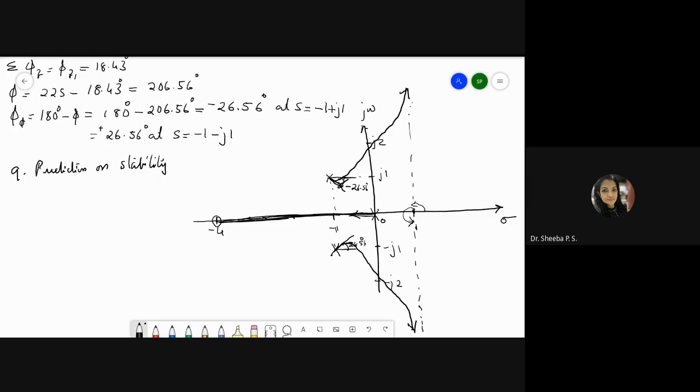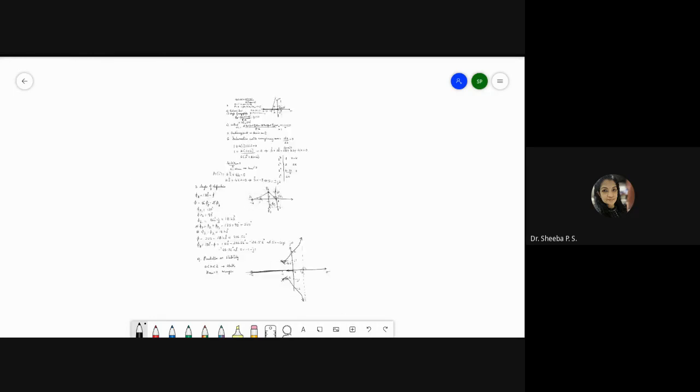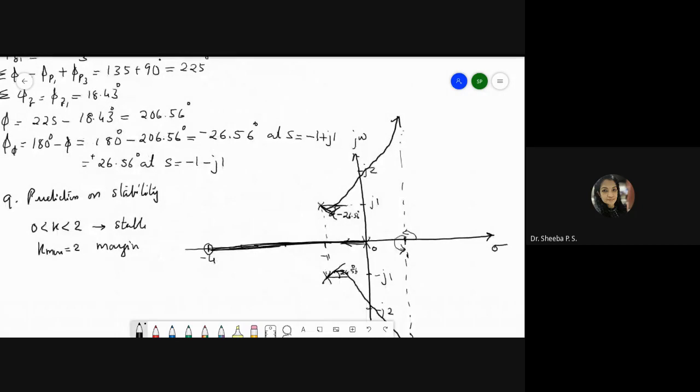So in this particular case, what are the values of K for which the system is stable, marginally stable, and unstable? We have already found K marginal. For 0 less than K less than 2, all the roots will be lying on the left hand side of the S plane, so the system will be stable. At K marginal, we found it is 2. At that time, it is a marginally stable system.